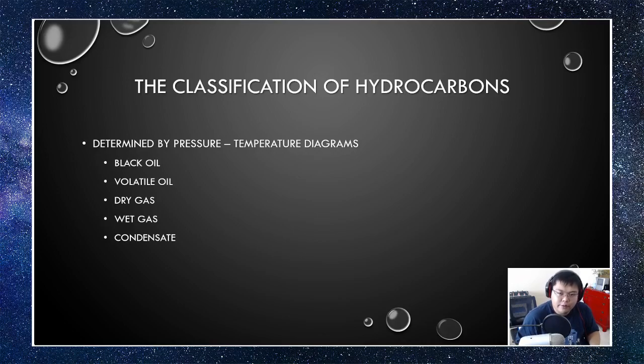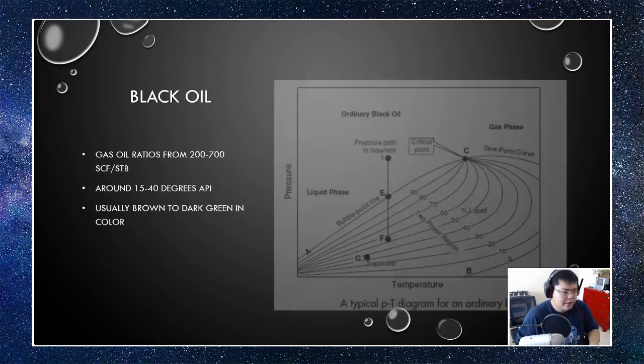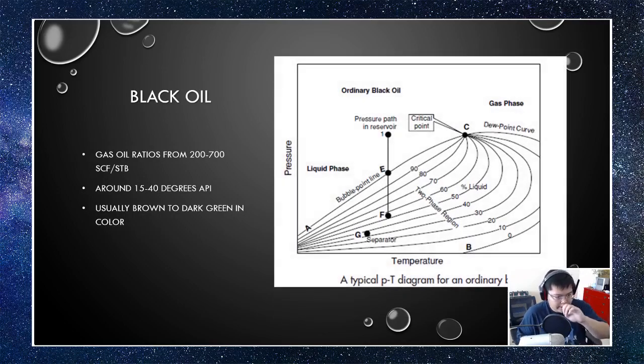And mainly for this video, we're going to focus on oil reservoirs, but I want to talk about the other three briefly because there is some confusion on how the phase diagrams work, especially with wet gas and condensate. So let's start with black oil, because black oil you can see here on this diagram. But first, let me go over the diagram real quick.